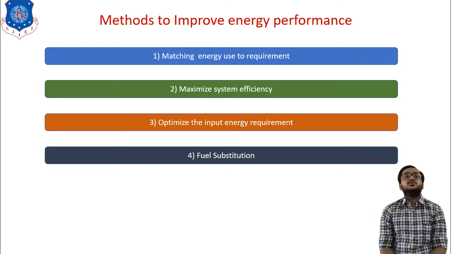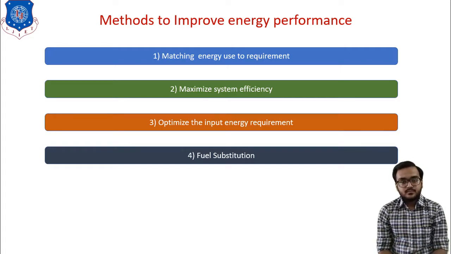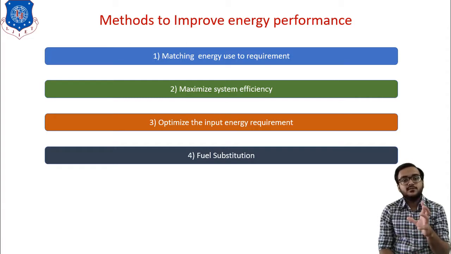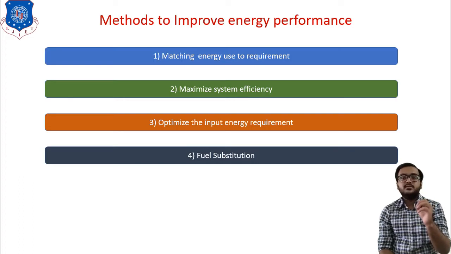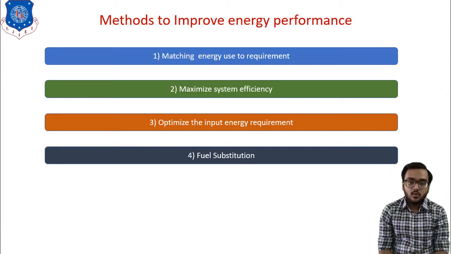And the third one is to optimize the energy requirement. Optimization is the process of setting some of the parameters which provide the ultimate energy efficiency, or you can say increased energy efficiency. So optimization is required for any industry.